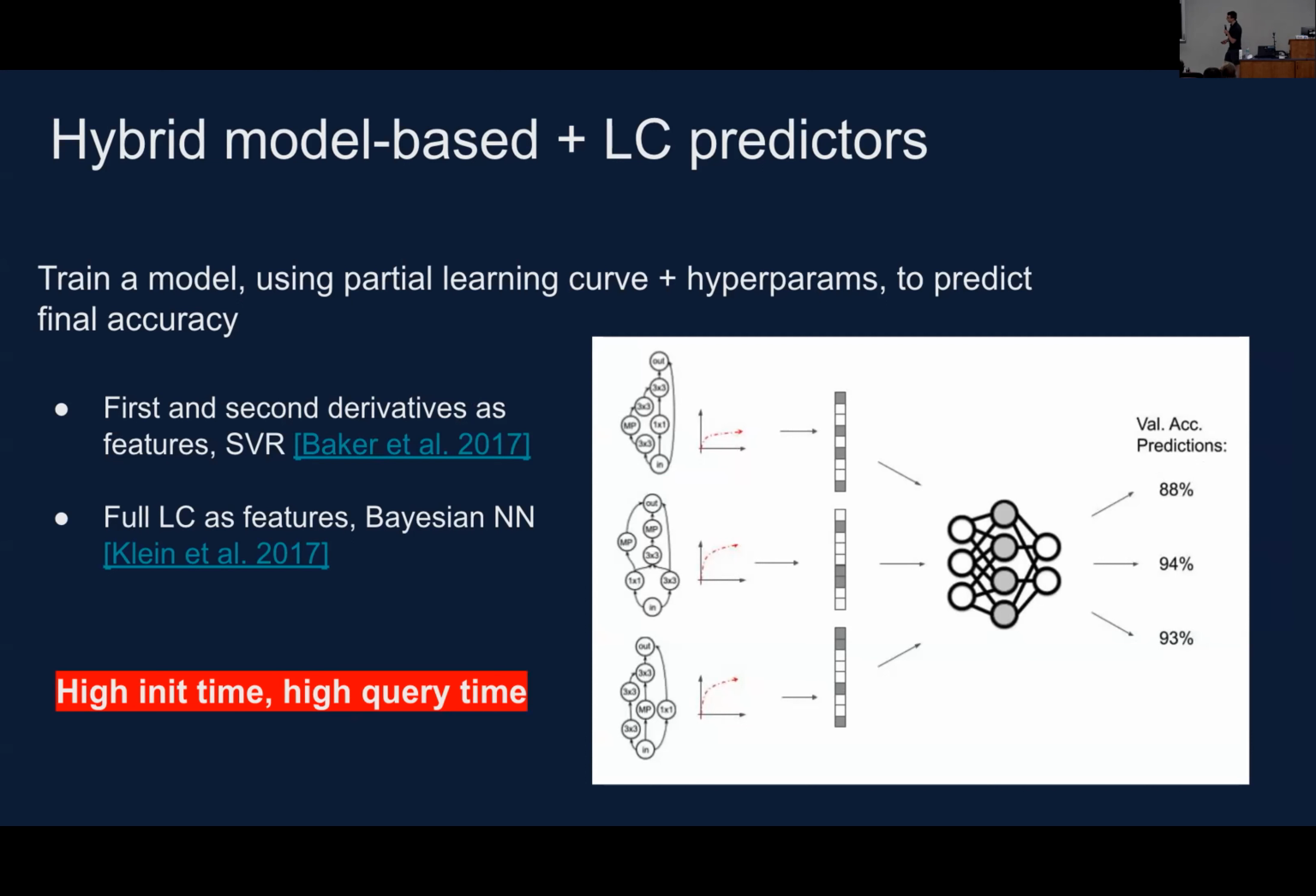And then we can also combine these two types of predictors. So we can have a model that takes in the architecture encoding as well as part of the learning curve, and then predicts the final accuracy. So these are very high performing because they combine the techniques of the two, but they're also very expensive to run because we need training data to set it up, and then in any new prediction we need to partially train the architecture.